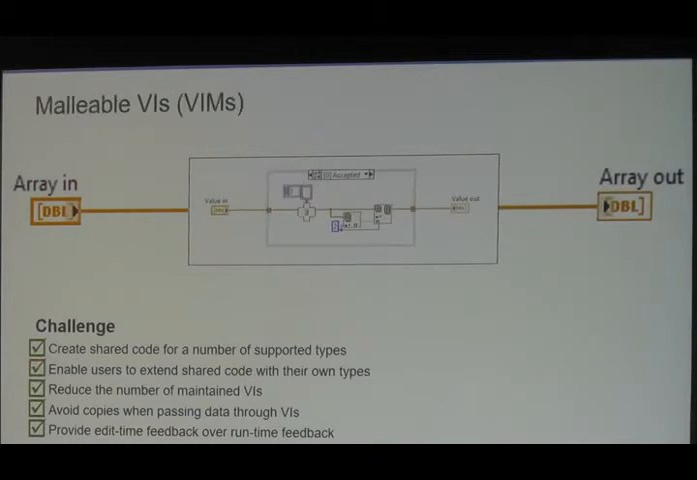And this is where Malleable VIs actually have a really good use. The Malleable VI looks something like this. You can see I've got my duplication code, and it's doing a check right here that says, hey, are you an array?